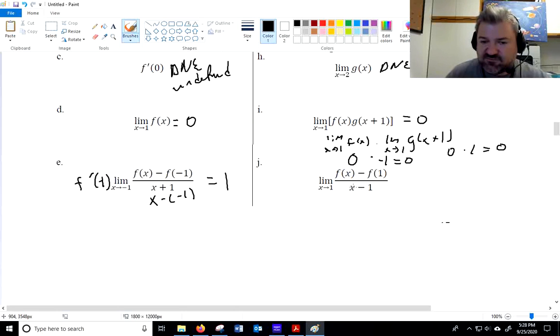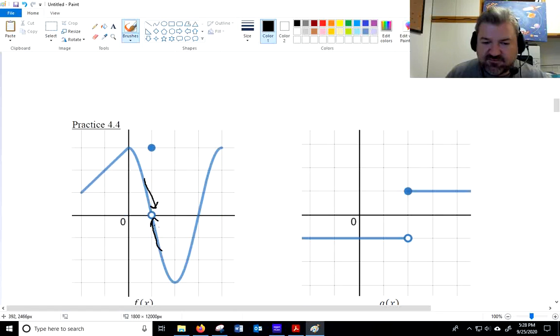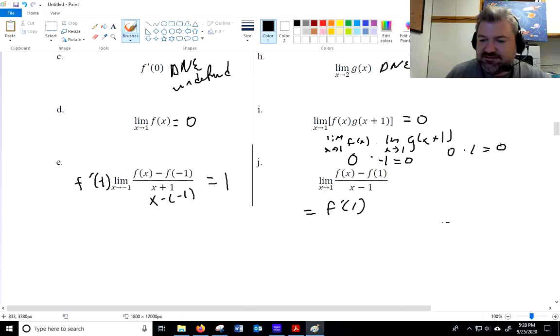And what is this? What is this old friend of ours? This is f prime at 1, right? f prime of 1. Can we figure out the derivative at 1? No, we cannot, because it is what? Not smooth. Oh, excuse me, it is smooth. It is not continuous. So this does not exist.